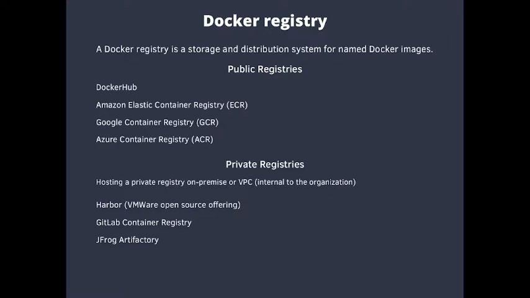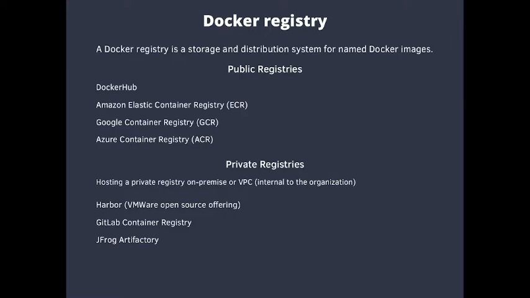Okay, so a Docker registry is just a storage and distribution system where we can store our Docker images, where we can share them with the world, right? And we have two kinds of registry visibility. One is public, where third-party companies manage all the infrastructure, such as Docker Hub. We have Amazon Container Registry, and we have Google and Azure.